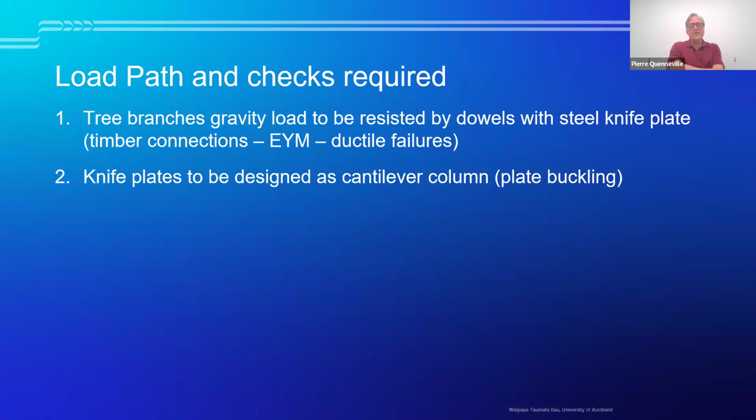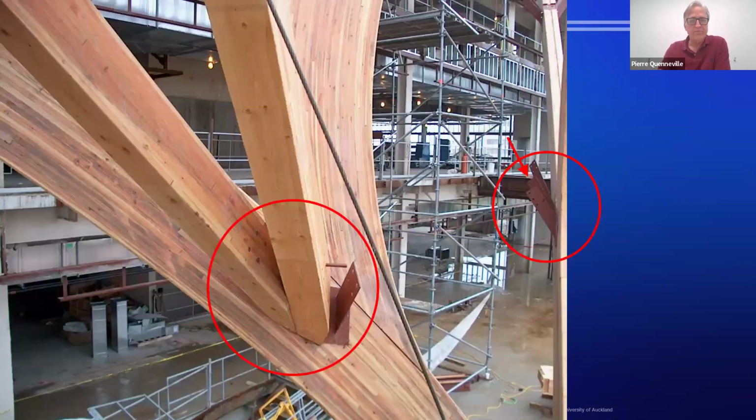Load paths and the checks that are required. If we start with gravity loads, the tree branches' gravity load would need to be resisted by dowels with steel knife plates. So the connections would be designed assuming ductile failures only, as it is compression. The knife plates would need to be designed as cantilever columns, so one would need to verify plate buckling.